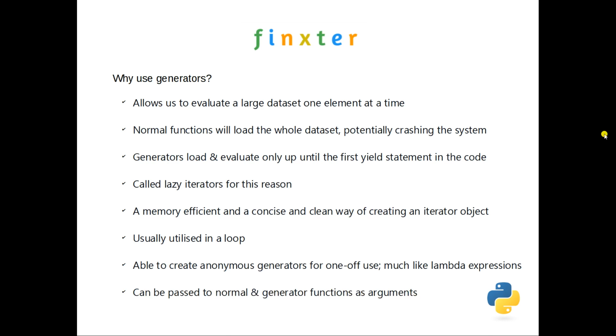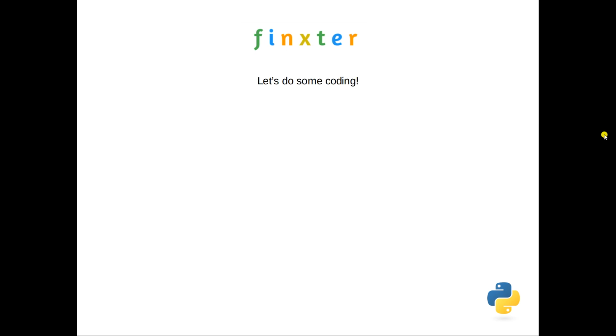So we can pass generators to normal and generator functions as arguments. As you know, you can pass one function to another, and with generators, so too can you pass a generator to a function or a generator to another generator. So you can pipeline these things. So let's go and have a look at that in the coding.